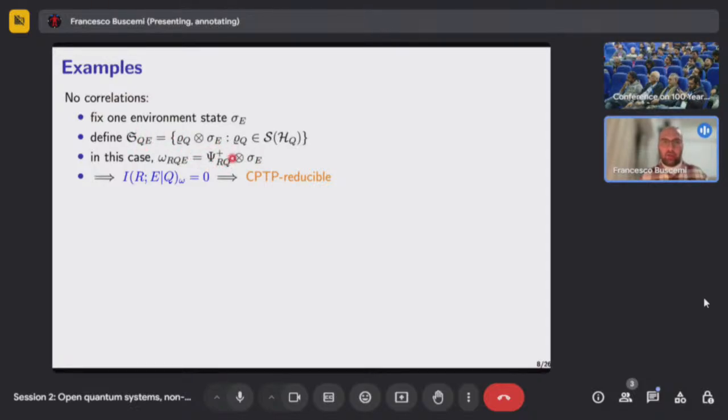In this case, a tripartite state that allows you to steer all these states is given by this, okay? So you have a maximally entangled state between reference and system, and then you have a state of the environment which is in tensor product form with it. This, of course, satisfies the Markov condition. Actually, you don't even have to condition on Q. Reference and environment are factorized, and therefore it is CPTP reducible.